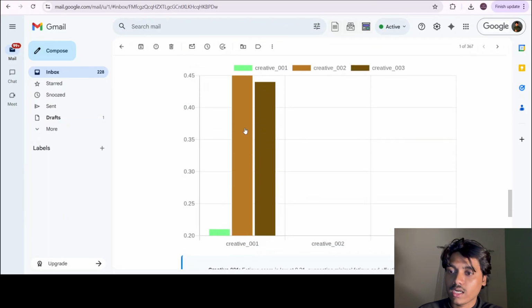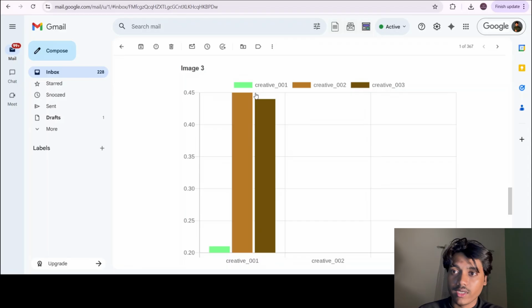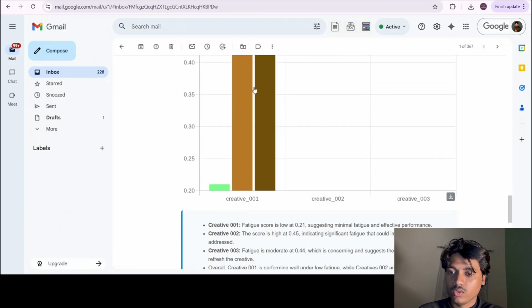Then finally we can see that there is a graph which is created for the creative fatigue. So this is the fatigue percentage. For creative 1, there is no fatigue, we can see that it is very low. But for the second and third creative, we can see that these percentages are 0.45 and 0.44, which is near to fatigue. So this is the explanation.